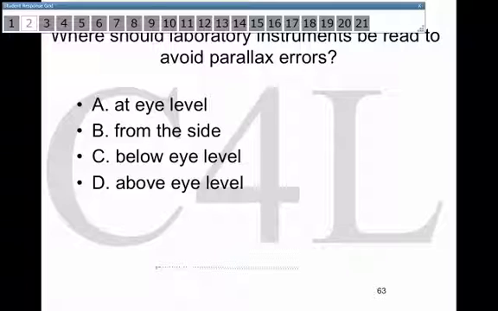Did we talk about parallax? Parallax would be an error of measurement based on where your position is. Kind of like your speedometer. If you are in the passenger seat, does it look like you're going the same speed as the driver sees? No, that's a parallax error. Okay.